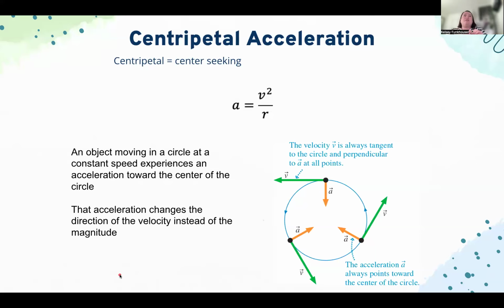Then we talked about centripetal acceleration, or center seeking. So when an object is moving in a circle, in order for it to continue to move in the circle, it needs to experience acceleration pointing toward the center of the circle. That acceleration changes the direction of the velocity, which is what causes circular motion. And the relationship between centripetal acceleration and the velocity of circular motion can be derived into this equation where centripetal acceleration is the velocity squared divided by the radius of the circular motion.